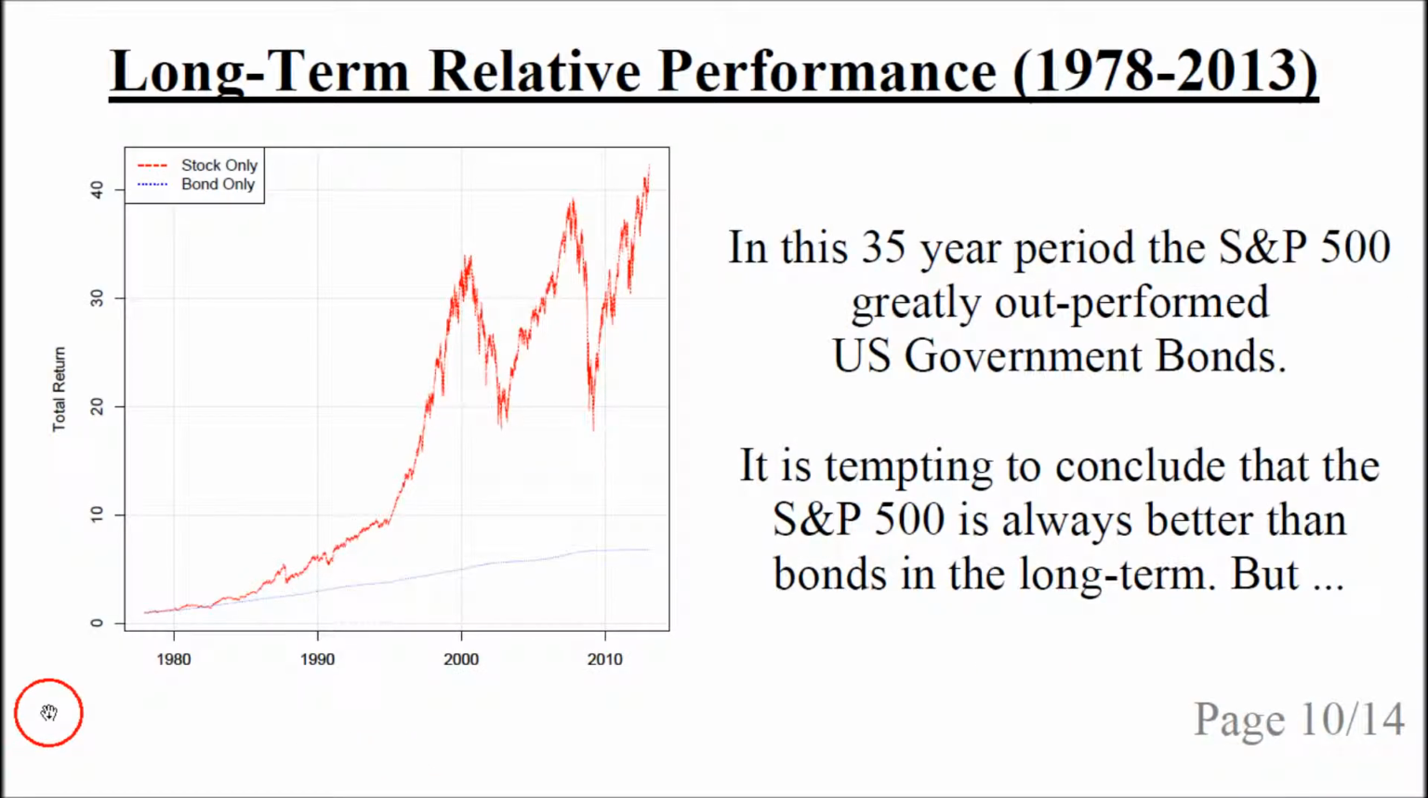So let's compare the S&P 500 to US government bonds with 1 year maturity. In the book, I write this as stock only for the S&P 500 and bond only for the US government bonds. So the red one here is for the S&P 500, and the blue one down here is for US government bonds. And as we can see, the S&P 500 performed a lot better than the government bonds. But is this always the case?